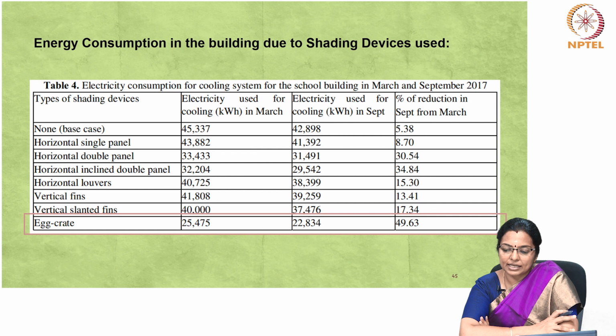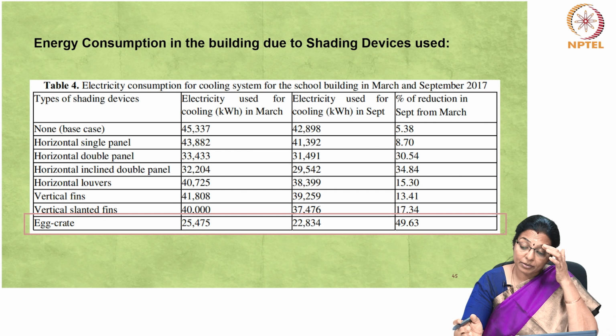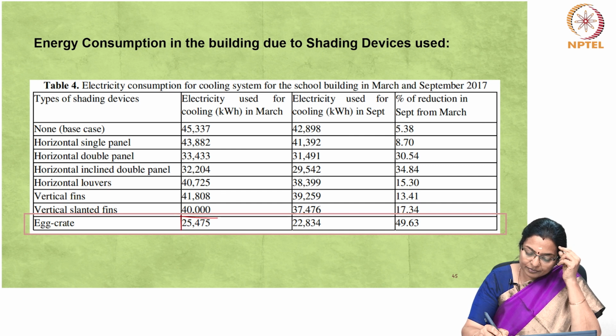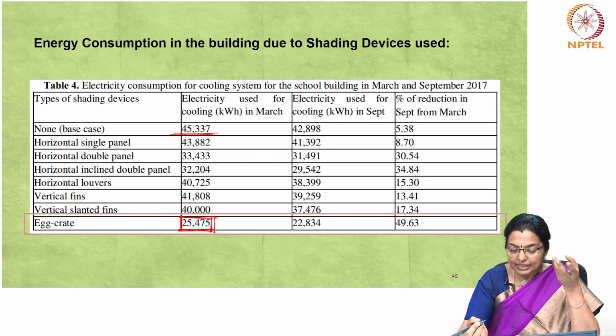So, we can also see in this table the electricity used for cooling in March vis-a-vis the electricity used for cooling in September. In March, we can see that the egg crate has the least. When egg crate is used, electricity used for cooling is least, as compared to the base case, which has no shading device.